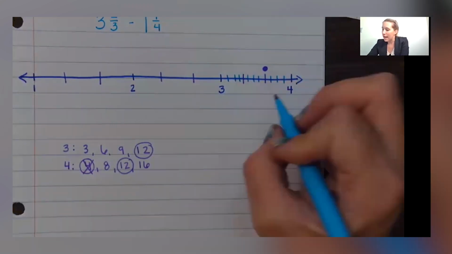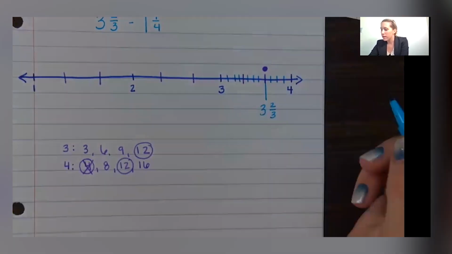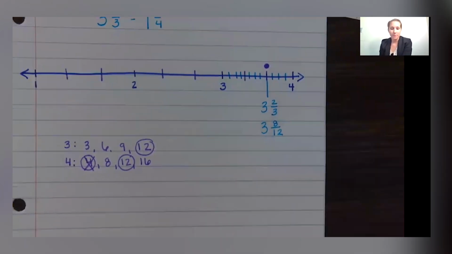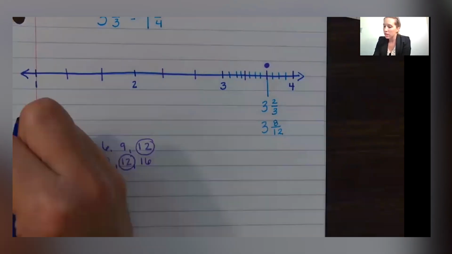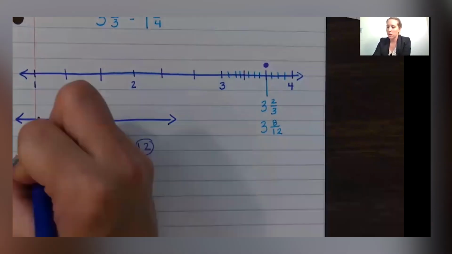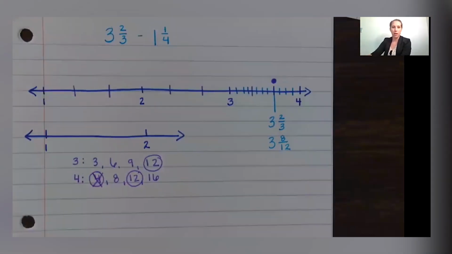Perfect. So we could say our point, 3 2/3, is also equivalent to how many 12ths? 3 8/12. Fabulous. Now we have to find out how many 12ths is equivalent to 1/4. How do you think we could do that? Well, let's do it a little bit different than we did last time. Let's draw another number line directly below the one we've already done. And this number line, we're going to just do between 1 and 2, because we're going to start by modeling 1 1/4.